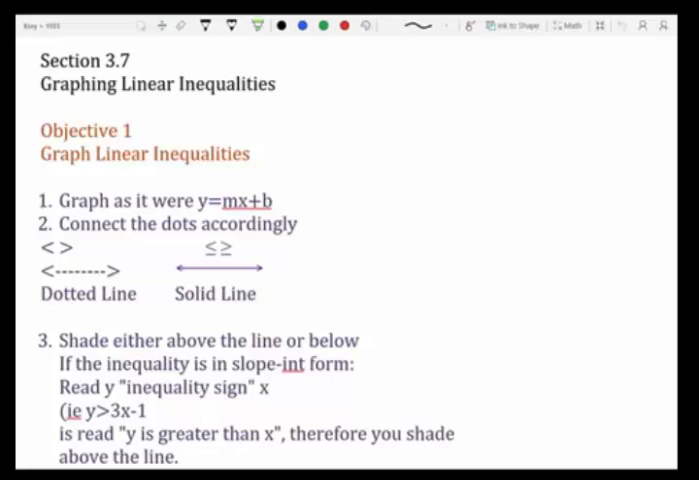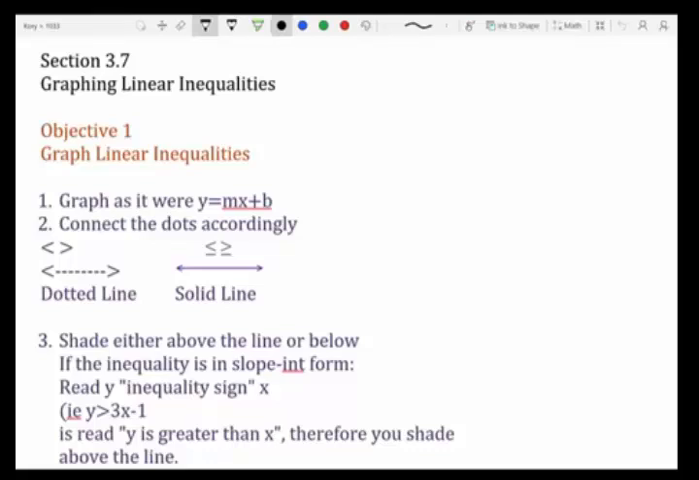Section 3.7, Graphing Linear Inequalities. To graph a linear inequality, you graph it as if it was y equals mx plus b. The only difference is you connect the dots and shade. To connect the dots, you don't just draw a solid line anymore. If the inequality doesn't have an "equal to," it's a dotted line.